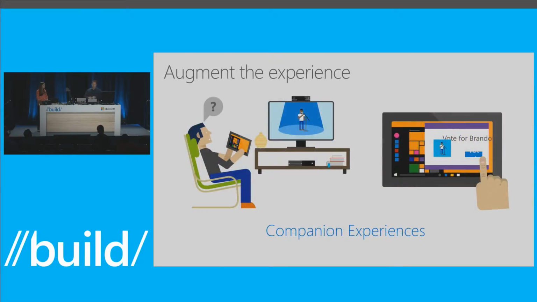Another category is what we call companion experiences, and this is what we saw a lot of with the SmartGlass stuff for Xbox and phone. Again, you can imagine you're watching American Idol or The Voice or whatever on your Xbox, and you can have an experience on your tablet that is a companion to that experience. So you could vote for your favorite singer and so on.